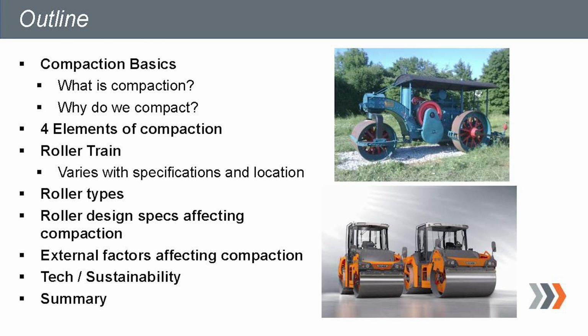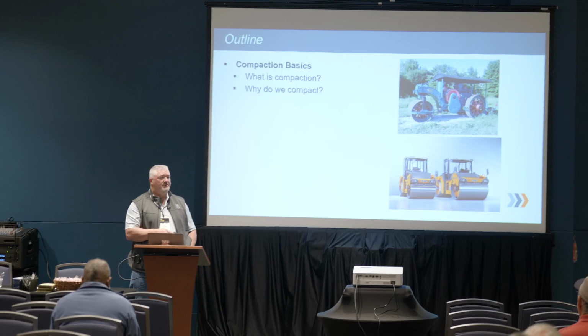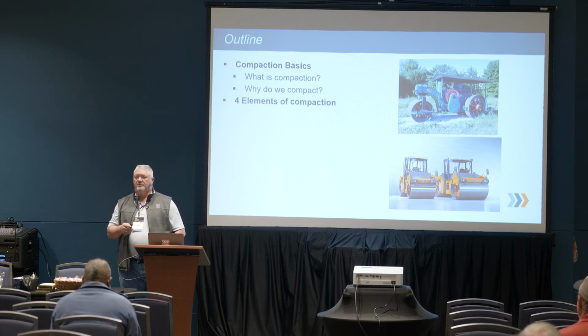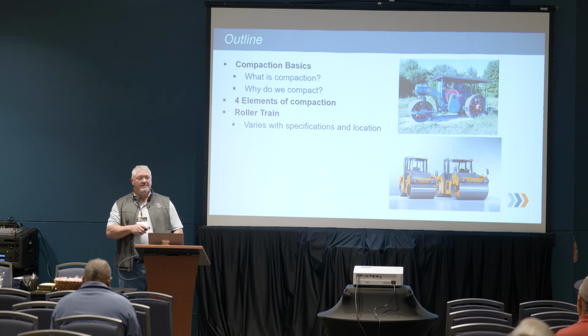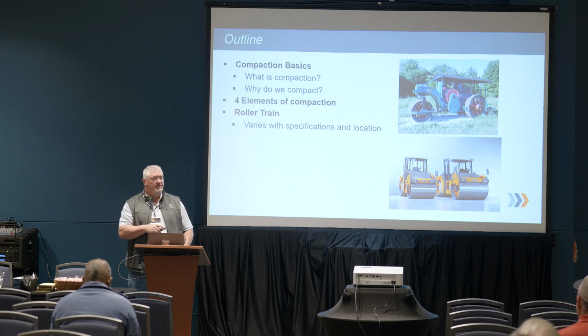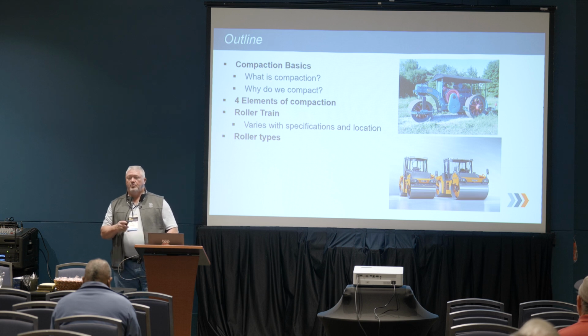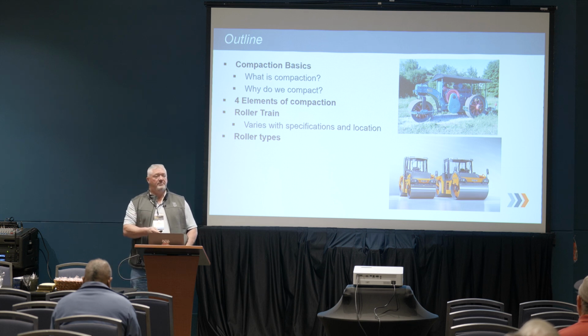We're going to talk about some compaction basics. What is compaction and why do we compact? We're going to talk about 4 elements of compaction, what they are, why we have them, how we use them. We'll talk about roller trains, how they can vary with different specifications and location. We'll talk about the different roller types, what we have, why we have them, where they can be used, and the advantages of each one.